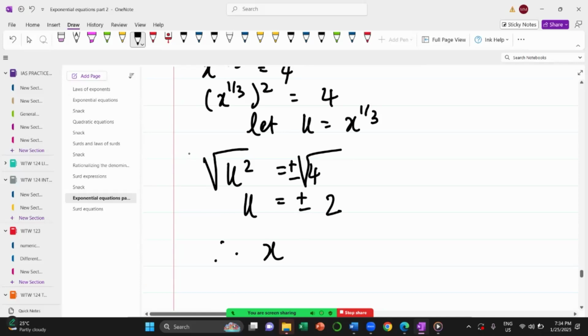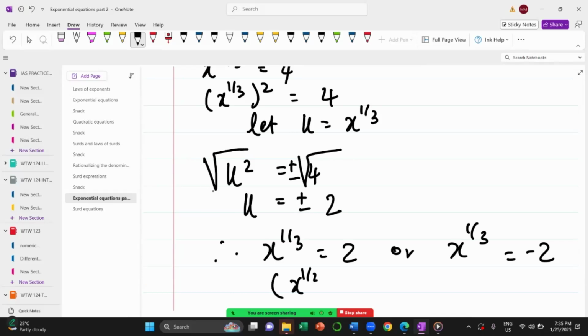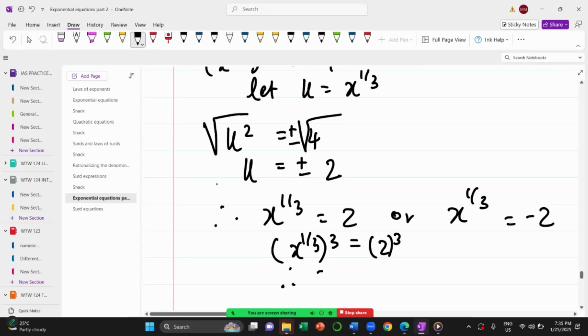Therefore, x to the exponent of 1 over 3 is equal to 2, or x to the exponent of 1 over 3 is equal to negative 2. Let's solve this. For this one, I'm going to have to say x to the exponent of 1 over 3, all to the exponent of 3, and even this 2 to the exponent of 3, right? Therefore, x is equal to how much? 8. Is that okay? Both sides are positive; the value here is not negative.